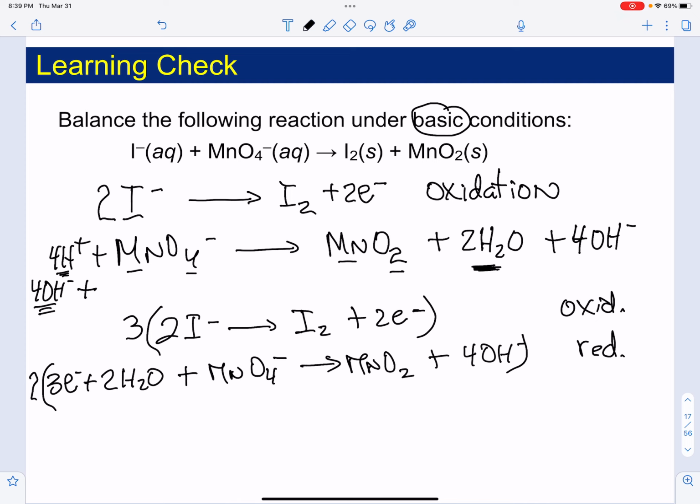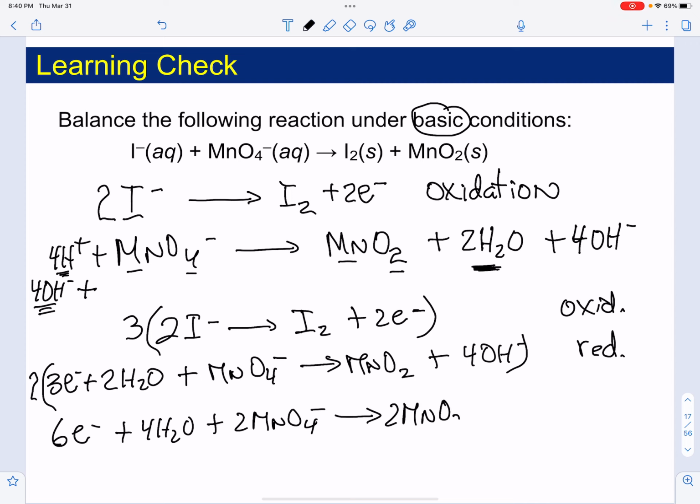So on the bottom one, we're going to get 6 electrons plus 4 waters plus 2 permanganates, producing 2 manganese 4 oxide plus 8 hydroxides.